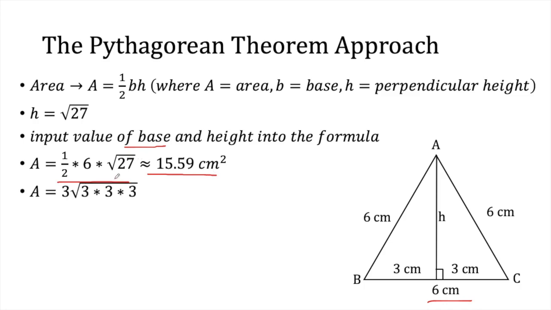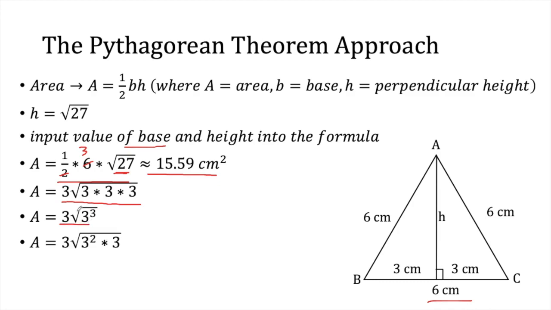So we can write A to be 3 times the square root of 3 times 3 times 3. This is because half times 6 is 3, since 6 divided by 2 is 3. And for the square root of 27, the prime factorization of 27 is 3 cube, which is 3 times 3 times 3. So inside the square root, we can write 27 to be 3 times 3 times 3, which is 3 cubed. So area is 3 times the square root of 3 cubed.